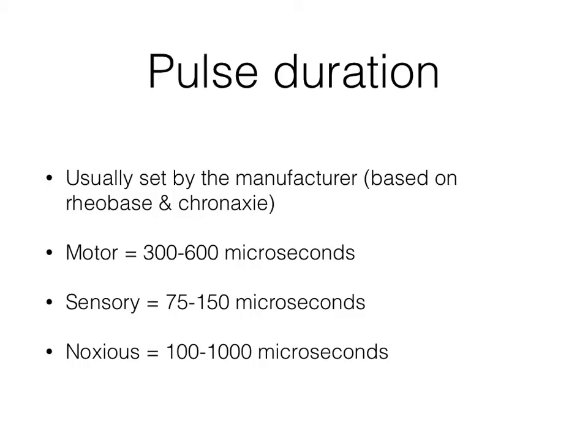So for a motor response, whether it's motor level TENS or it's muscular re-education, strengthening, or pumping, you're going to want to be in that 300 to 600 microsecond range. It takes a shorter pulse to stimulate sensory fibers, so 75 to 150 microseconds may be appropriate for sensory level TENS. And then for noxious level TENS, or if you're trying to stimulate those C fibers, you're going to need a longer pulse duration or pulse width, which is going to be up to 1,000 microseconds.